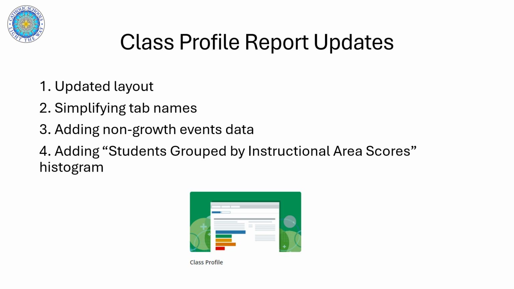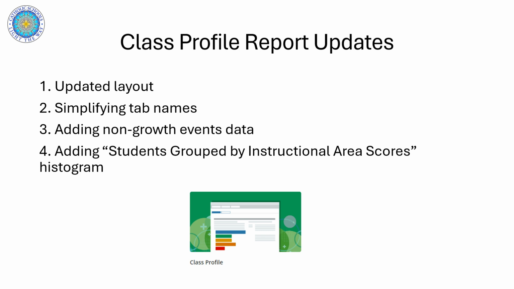If you have been around and been using NWEA reports for the last several years, you will notice some significant changes to the class profile report for the 24-25 school year and beyond. This includes an updated layout, updated and simplified tab names, adding the ability to see non-growth event data, and what I mean by that is tests where the students do not get a RIT score or a growth projection. And they have added a students grouped by instructional areas scores histogram.